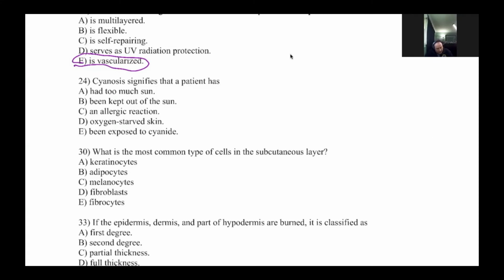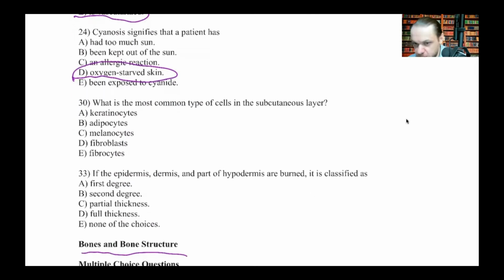24, cyanosis signifies that a patient has D, oxygen-starved skin. Yeah, excellent, right? We talked about the cyanosis is basically when you have desaturated hemoglobin, right? So D is correct. Oxygen-starved skin is the correct choice. All right. Next one is number 30. Let's do Edwin. Would you like to go?